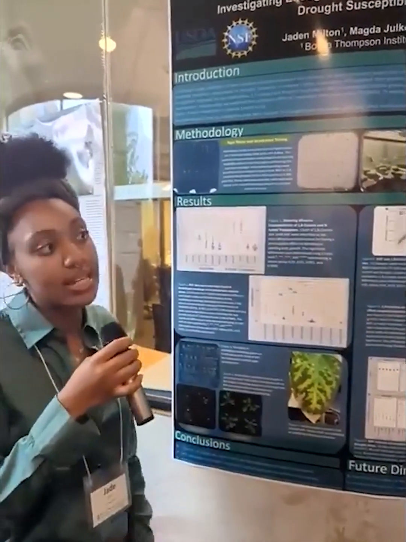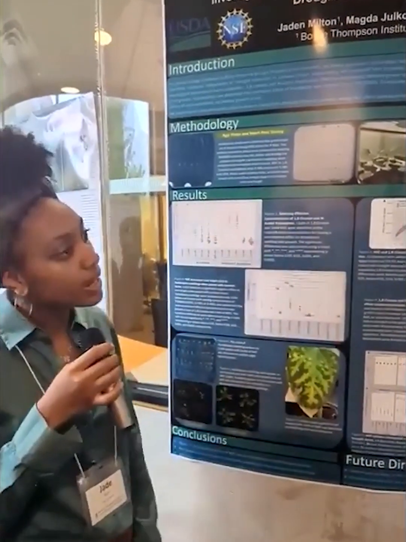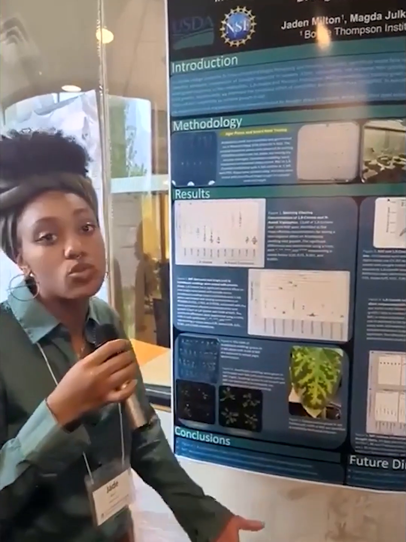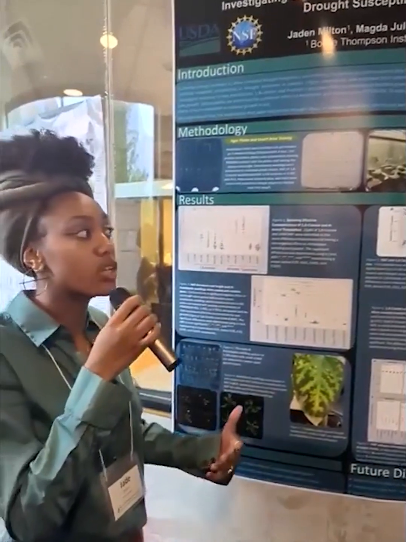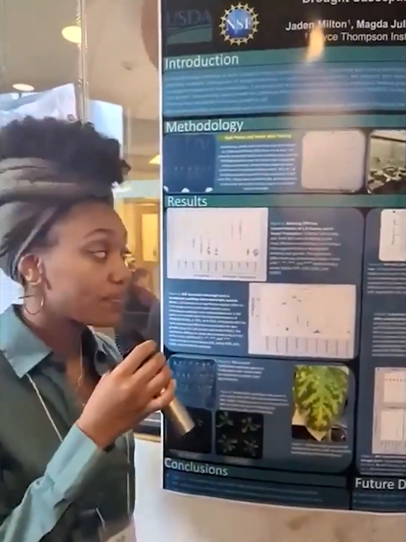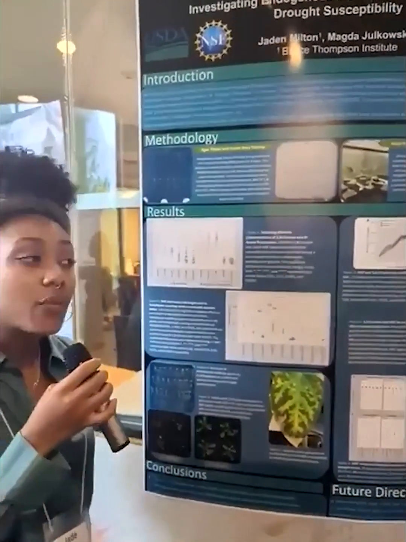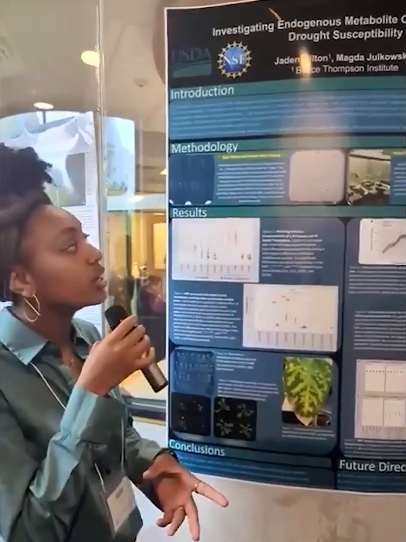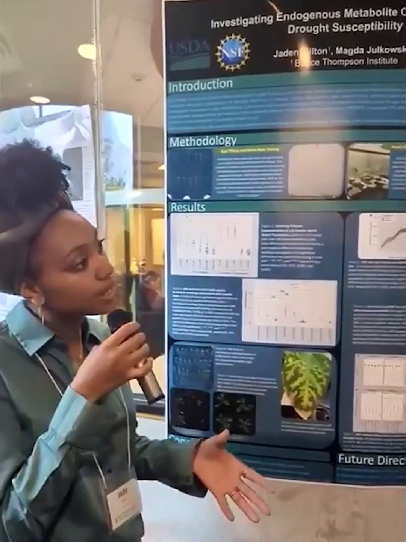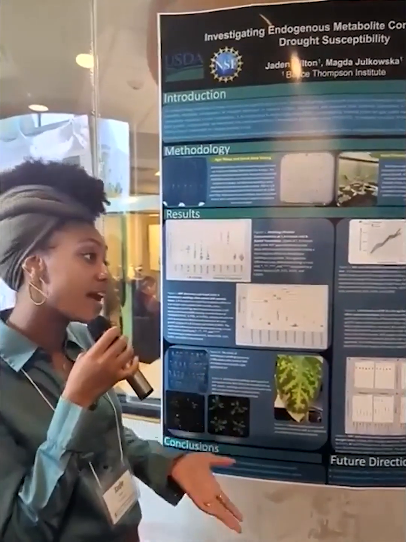So we wanted to see, well, why is that? What are the metabolites doing? What is their role in mitigating drought stress, or adding to the susceptibility to drought? To do that, we had to find the effective concentrations of each metabolite that would not be too much that it would kill our plant, but just enough so that we see an effect.